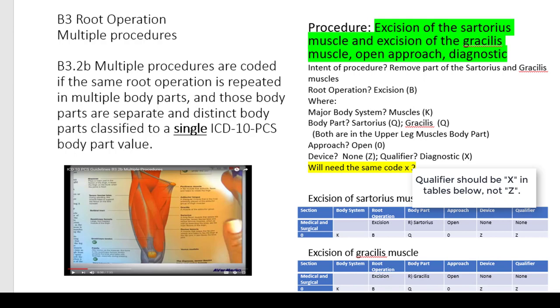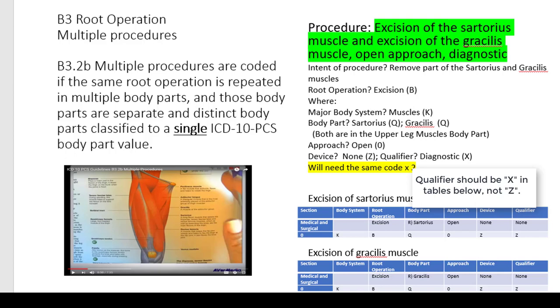If we're looking at the excision of the sartorius muscle and the gracilis muscle, I have an image there that's reproduced that you can see those 2 muscles there in the upper leg. When you go through your questions that you would ask yourself, the intent of the procedure is to remove part of those 2 muscles. If you remove part of something, excision is your root operation. So it's definitely a muscles body system. And when you look at the upper leg muscles, you see that sartorius and gracilis are both listed under upper leg muscles. The approach is open, no device.